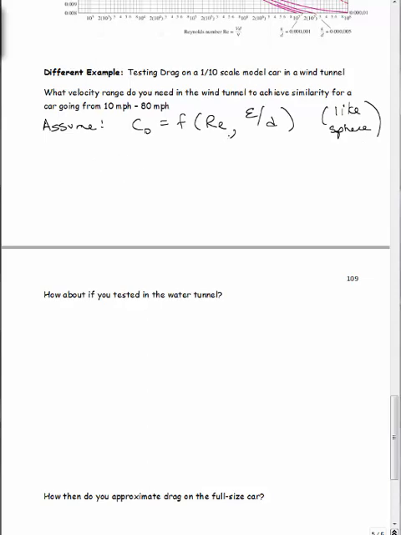Okay, so what we need to do is get this Reynolds number and epsilon over d the same in our model. So if we're trying to find the velocity, that's contained in our Reynolds number. So we need to equate Reynolds numbers, and I'll call it Reynolds number sub b, where b is some length scale of your car. So a big car would have a big B, in other words. Could be the width of the car or something like that. B equals a length scale of some sort.